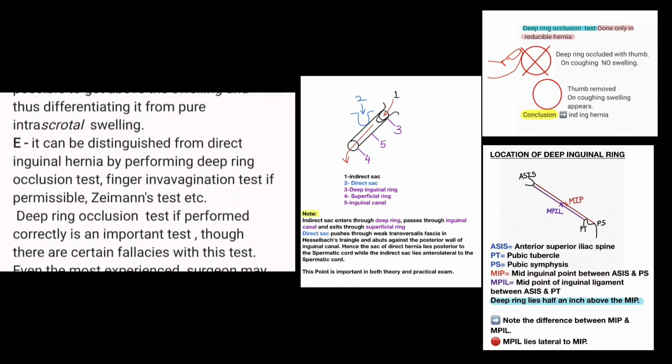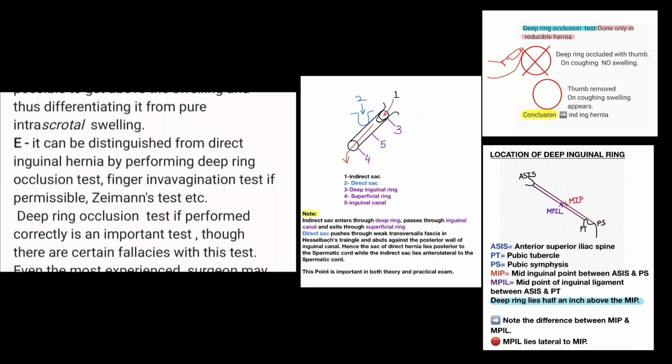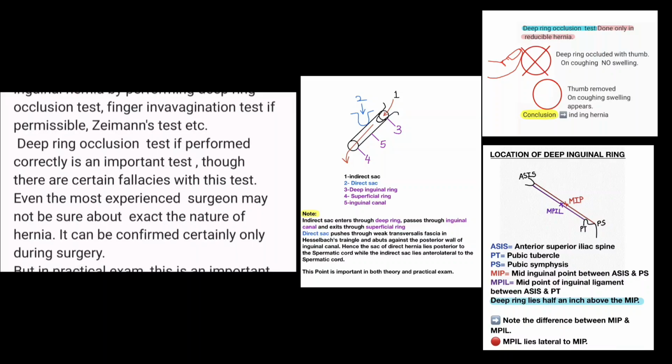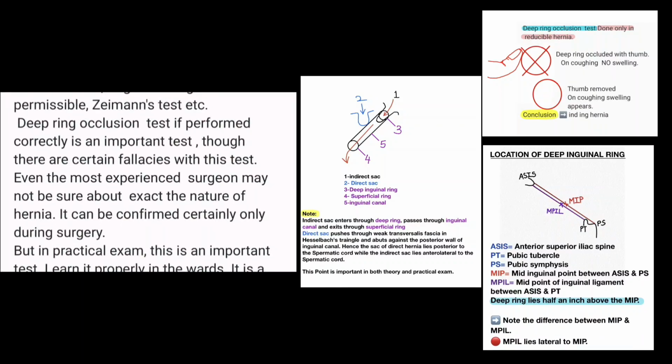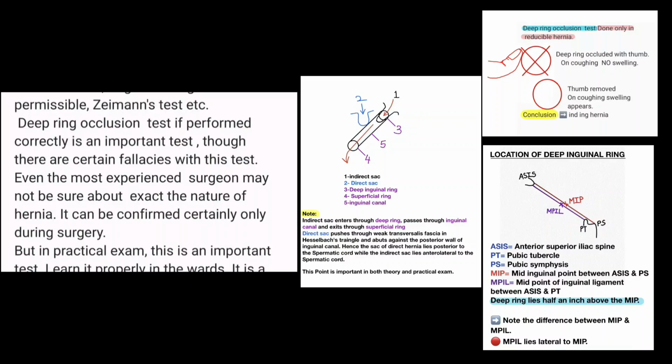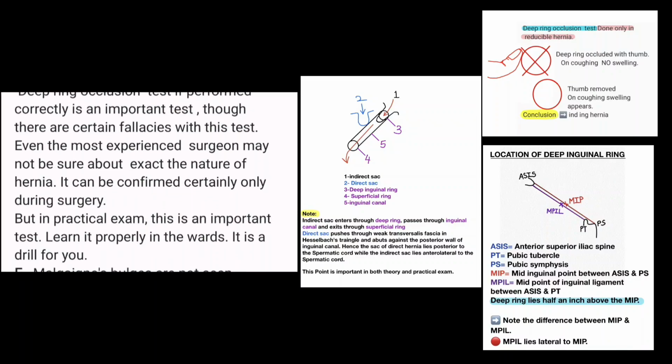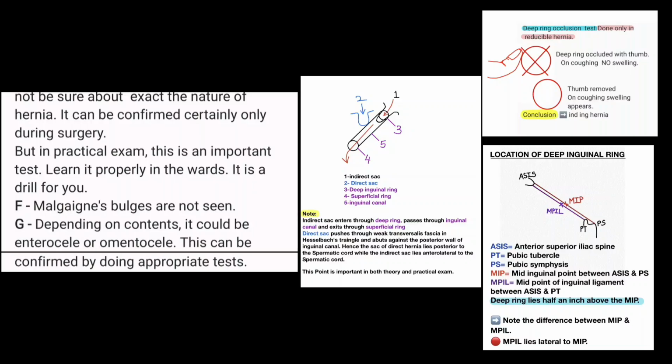It can be distinguished from direct inguinal hernia by performing the deep ring occlusion test, the finger invagination test if permitted by the patient and not uncomfortable to him, and Zieman's test, etc. The deep ring occlusion test, if performed correctly, is an important test, though there are certain fallacies with this test. Even the most experienced surgeon may not be sure about the exact nature of the hernia. It can be confirmed certainly only during surgery. But in a practical exam, this is an important test. Learn it properly. It is a drill for you.